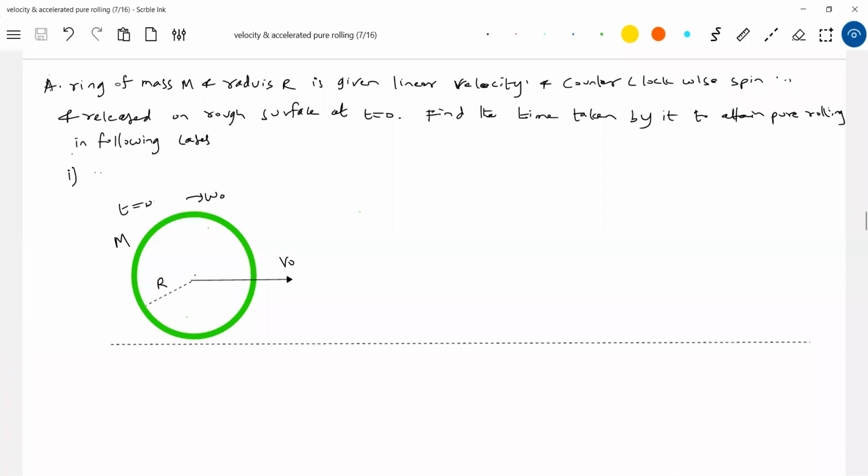A ring of mass and radius r is given linear velocity and counterclockwise spin, omega naught. Or let it be this one here. Counterclockwise spin and release on a rough surface at t equals 0. Find the time taken by it to attain pure rolling in the following cases. It's a ring of mass and radius r. V naught is given, and numerically V naught equals r omega naught.